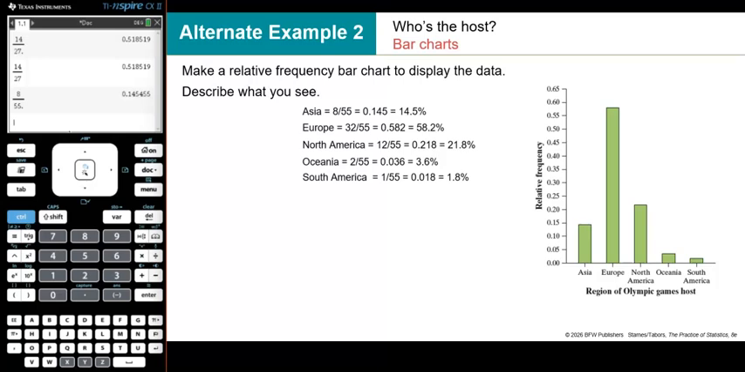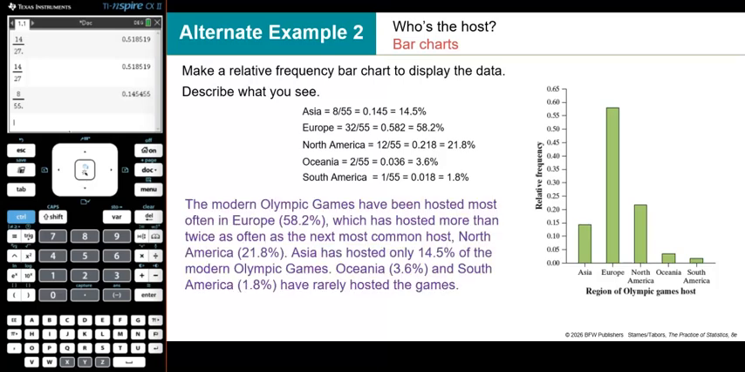Describe what you see. Wow, Europe hosts a lot. Modern Olympic Games have been hosted most often in Europe, more than twice as often as the next most common. Wow. North America is 21.8%. South America, not very many, right?